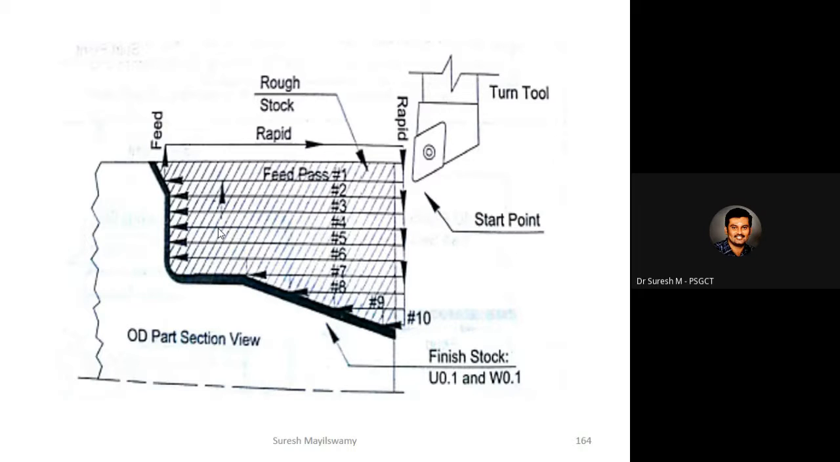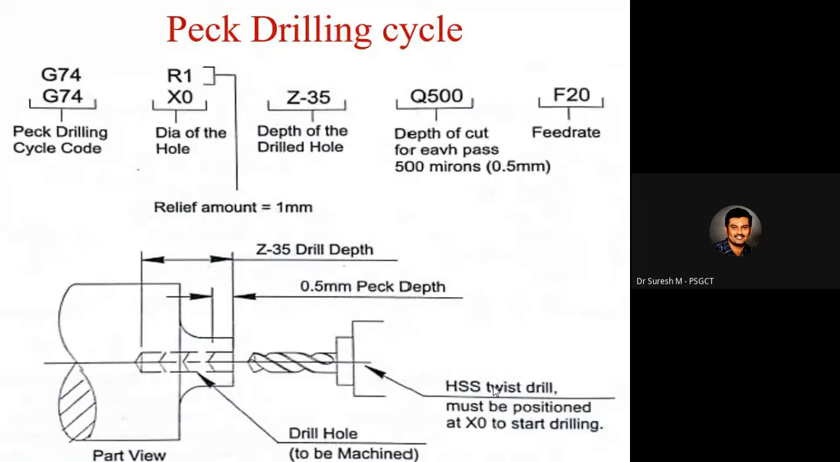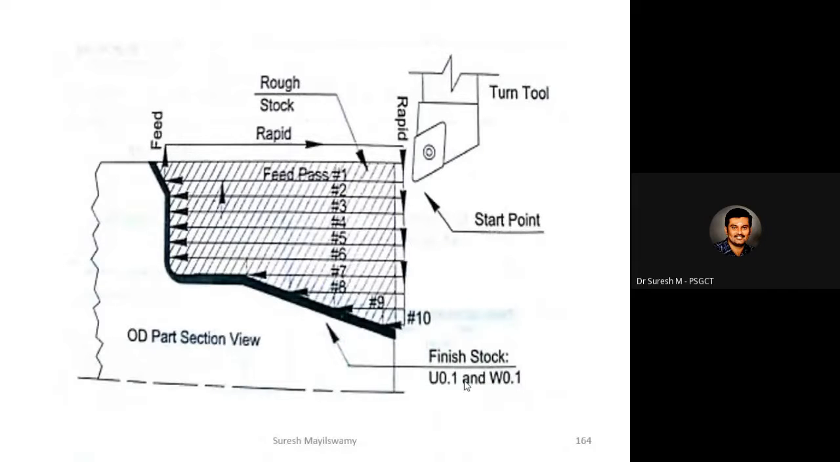Again, that is the second pass. Then it will move upward by the retract height, then rapid, and again the next pass. The number of passes required to develop this geometry is 10, based on the depth of cut and retract height. And this is the allowance given here. U is 0.1 and W is 0.1. U is the X-axis allowance and W is the Z-axis allowance.